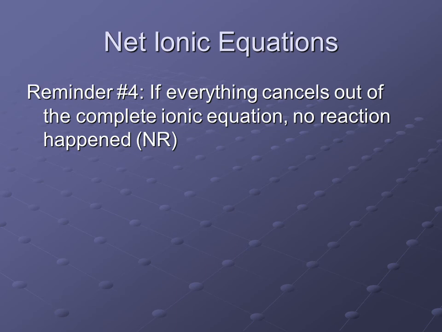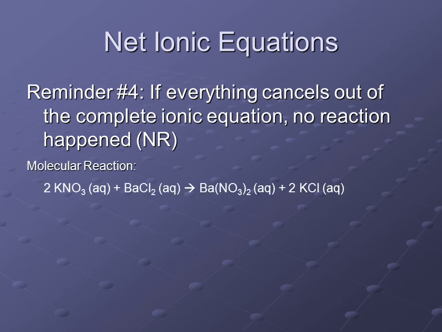Okay, reminder number 4. If everything cancels out of the complete ionic equation, then no reaction actually happened. This is commonly abbreviated NR. So let's look at a reaction like this. If we start with a balanced molecular reaction of 2 potassium nitrate formula units and 1 barium chloride formula unit, we realize that this is a double replacement reaction, so our potassium pairs up with our chlorine and our barium pairs up with our nitrate. We end up with barium nitrate and 2 potassium chlorides.